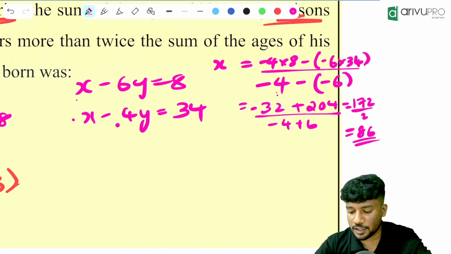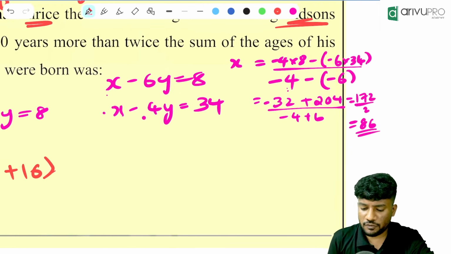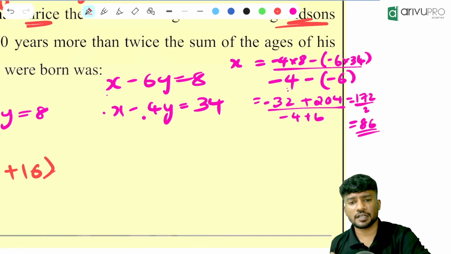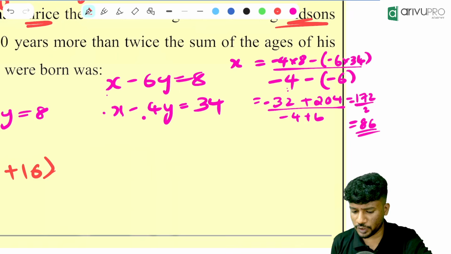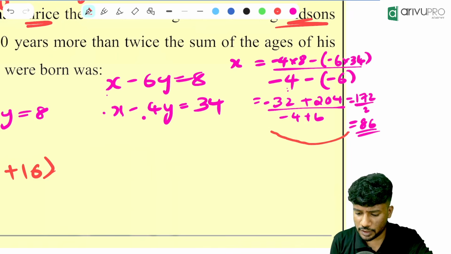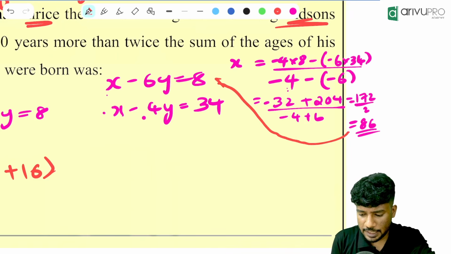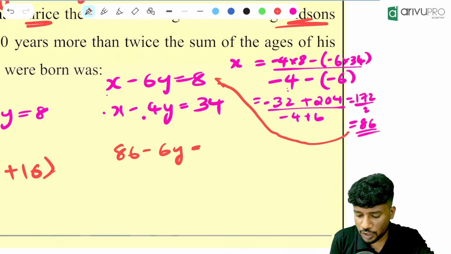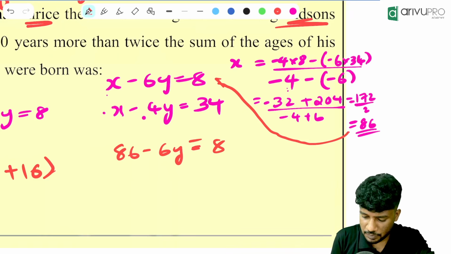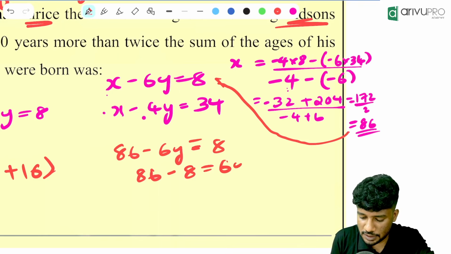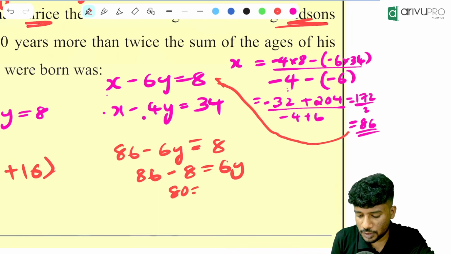Okay. Now y is how much? You can find y by just substituting it over there rather than finding it separately. That way also you can do, right? Substitute x is equal to 86 here. Put over here. x is 86 minus 6y, which is equal to 8. Okay. From that, 86 minus 8 is equal to 6y.